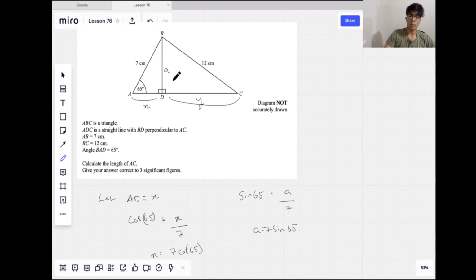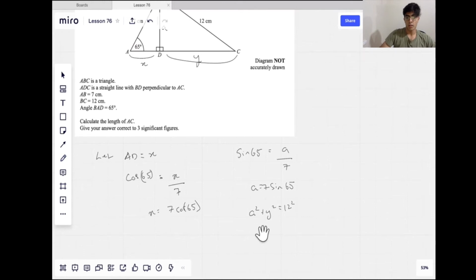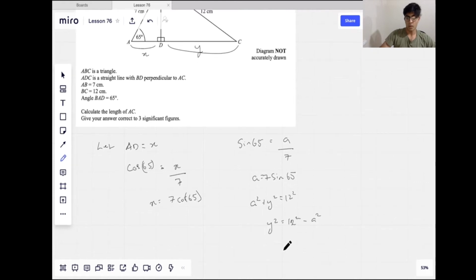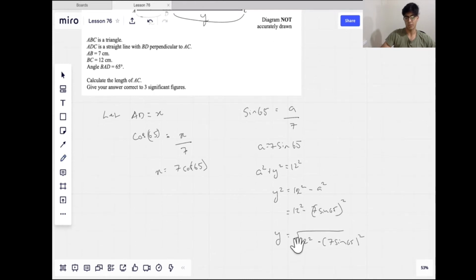We also know from Pythagoras that a squared plus y squared is equal to 12 squared, because it's a right angle triangle. So y squared is equal to 12 squared minus a squared, which is equal to 12 squared minus 7 sine 65 all squared. So y is equal to the square root of 12 squared minus 7 sine 65 squared. And of course, it's not going to be plus or minus that, because we know it has to be the positive value, because y can't be a negative number.